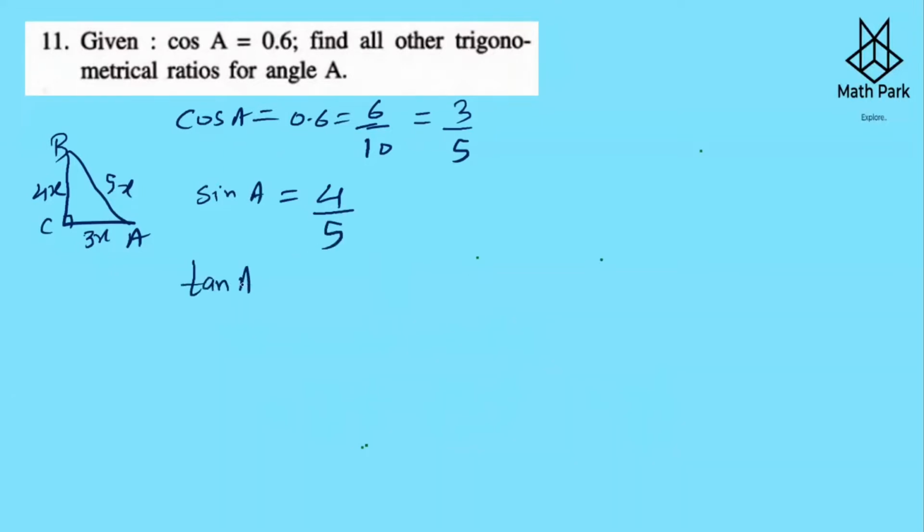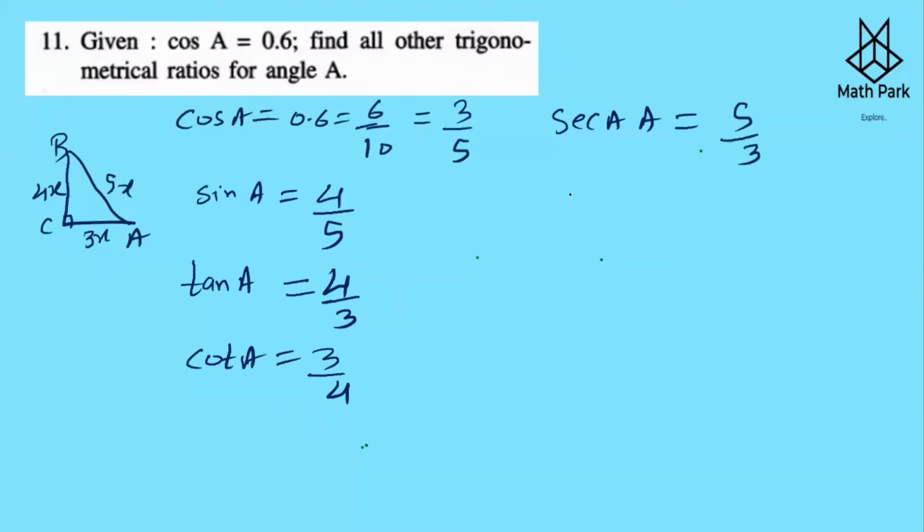Tan A is sine A upon cos A, or it is opposite by adjacent, which is going to be 4 upon 3. Opposite by adjacent, which is 4 upon 3. Cot A is the reciprocal of tan A, so this becomes 3 by 4. Sec A is the reciprocal of cos A, which becomes 5 by 3. And sine A and cosec A are reciprocals. So cosec A is equal to reverse of 4 by 5, which is 5 by 4.